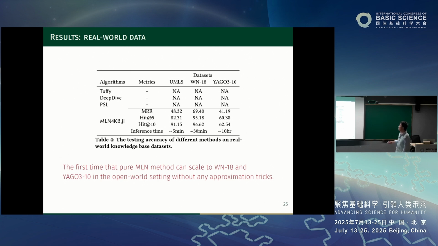For the first time, the pure MLN method can scale to WN18 and YAGO3-10 in the open world setting without making any approximation tricks. Before our method, people who wanted to solve this problem had to make some assumptions to simplify it in order to make their method work. Otherwise, it is impossible. Currently, this method is the fastest MLN-based method in the literature. This work was published maybe two years ago.